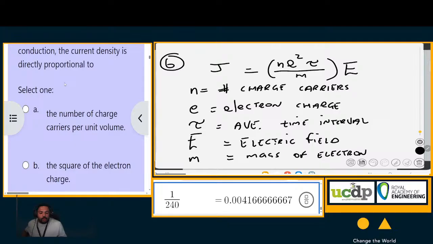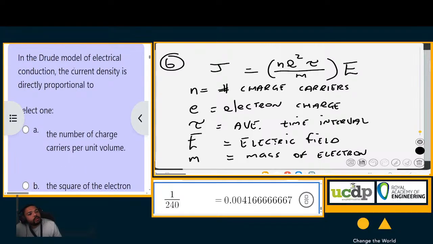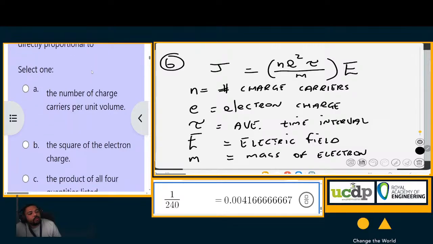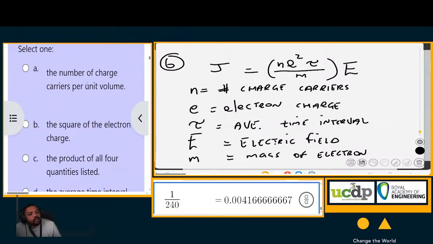Right. Now we have this formula. This is the Drude model. The question is, the current density, J of course is the current density, is directly proportional to what? The number of charge carriers per unit volume. Yes, it is directly proportional to the number of charge carriers per unit volume. That is correct. So A is correct.